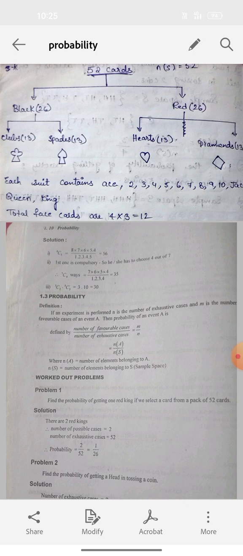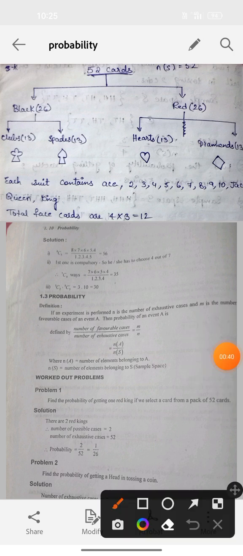So there is a pack of 52 cards. Cards problems are very important in case of probability. These 52 cards are divided in the ratio 26 and 26, that is, blacks and reds. Black has 26 and red has 26. Now the black 26 is again categorized into two: there are 13 clubs and 13 spades, and in red there are 13 hearts and 13 diamonds. Each club and each spade is a suit.